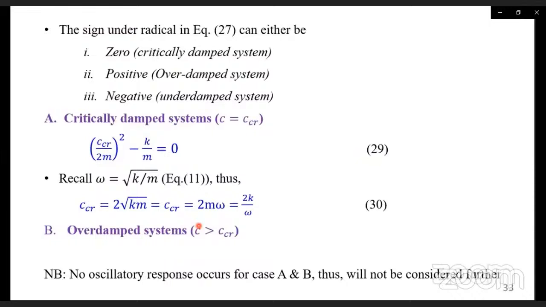So even at this stage, before we go to the underdamped, you can see the disclaimer I put here that no oscillation will occur for cases A and B. And for our case, because we are in dynamics and we want to analyze vibration, for cases where there is no vibratory motion occurring, there is no need to consider them further. That's why we are dropping cases A and B.